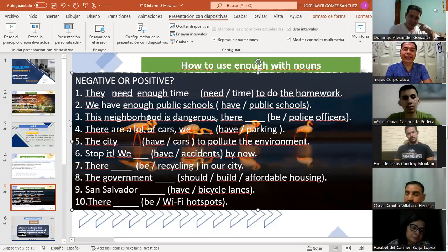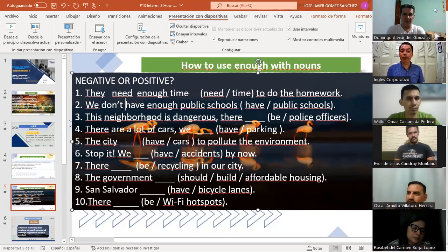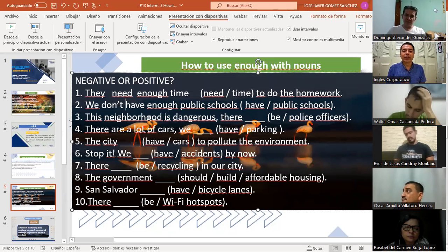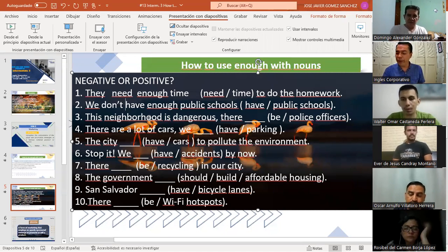In this case, we don't have enough public schools, right? We have a lot, but we need more, especially in the country. In the city, maybe, because we have a lot of private schools. But if we didn't have private schools, si no tuviéramos escuelas privadas o colegios, maybe we'd have problems. But in the country, yes, they need more public schools. Thank you very much.